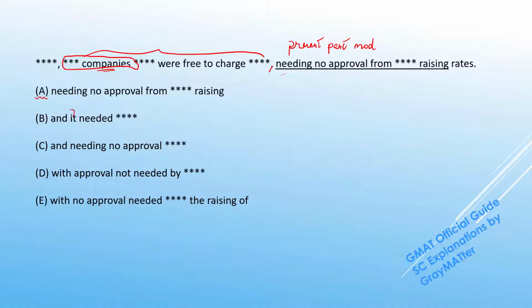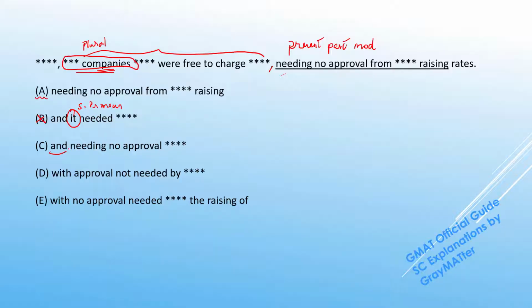Now in B, we have a pronoun it, and this is a singular pronoun. But in the non-underlined portion, the noun that the it is logically referring to is plural. So instead of it, it should have been they. So B goes off because of pronoun number mismatch.